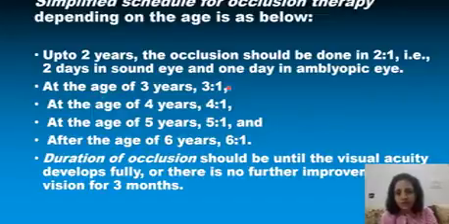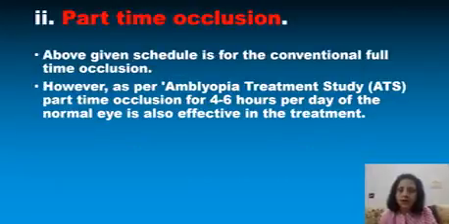3:1 in 3 years of age. If the child is 4 years, then 4:1. That means 4 days you will occlude the sound eye and 1 day you will occlude the amblyopic eye. At the age of 5 years, 5:1. After the age of 6, 6:1. Then there is part-time occlusion. Conventionally, the given schedule will be the same.